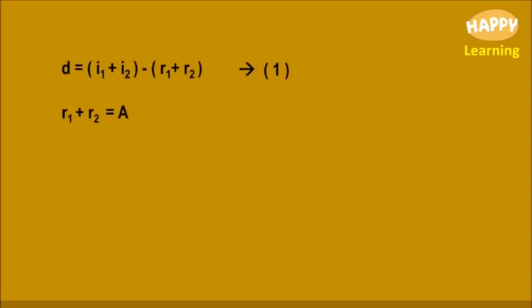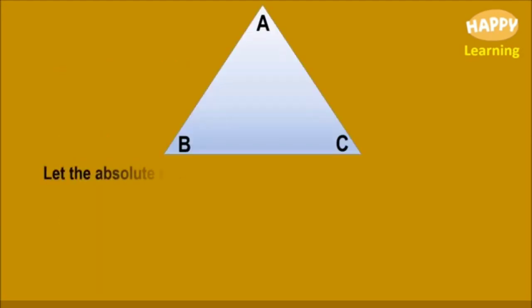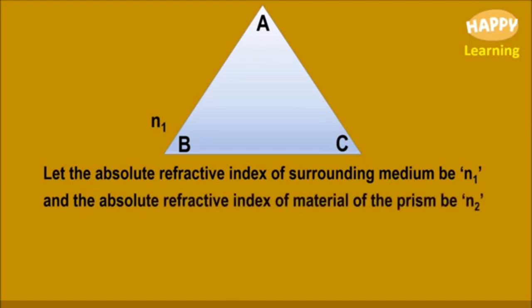Equation 1 and equation 2 are rewritten. From these two equations, we can write D is equal to I1 plus I2 minus A. On rearranging, we can write I1 plus I2 is equal to A plus D. Let it be equation number 3. Let the absolute refractive index of the surrounding medium be N1 and the absolute refractive index of the material of the prism be N2. So N1 and N2 are represented in the diagram.